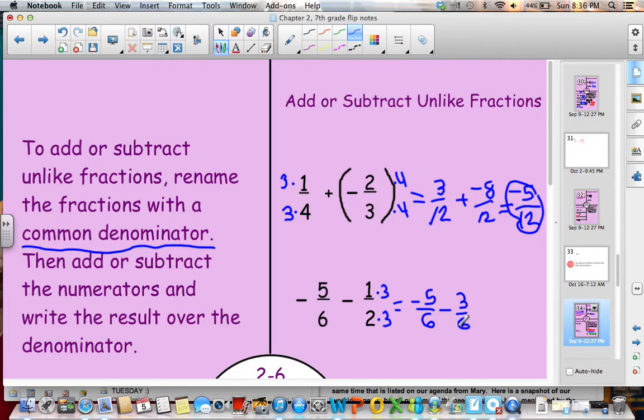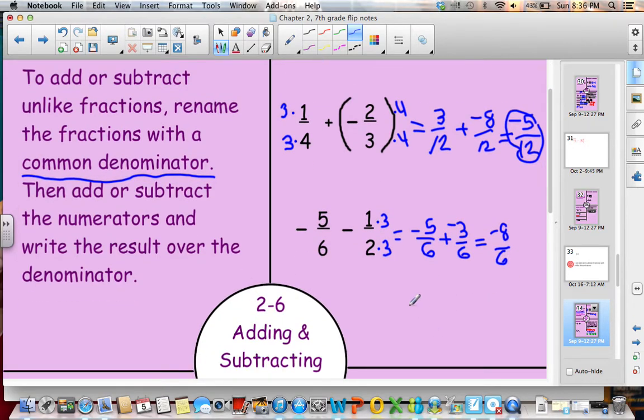And I'm going to change my subtraction. I'm going to do a chop minus. So chop minus, change it to addition, and then change the sign of the number right after my addition sign. So now I have -5 plus -3, so I have -8/6, which is an improper fraction.